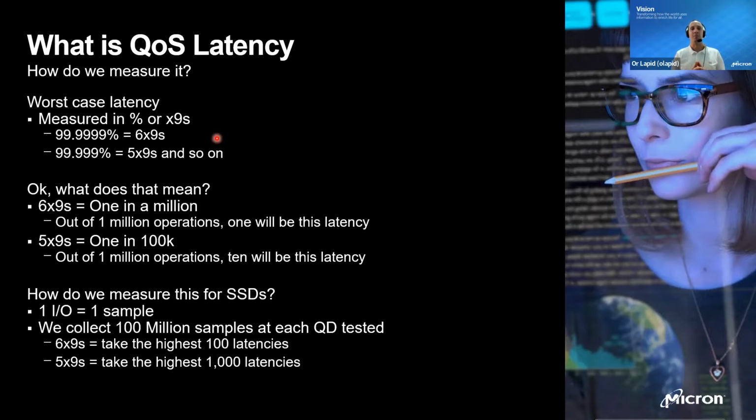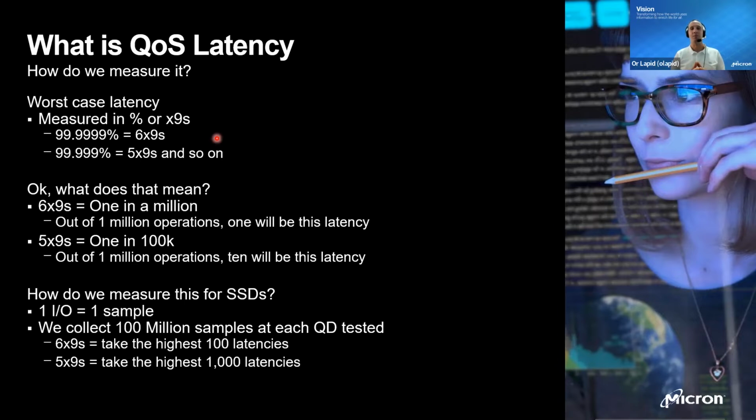So what does it mean for us? 6 nines latency is a 1 in a million event. Out of 1 million operations, 1 will be with this latency. 5 nines latency is a 1 in 100K event, so 10 in a million.